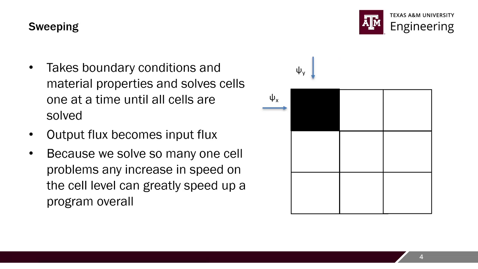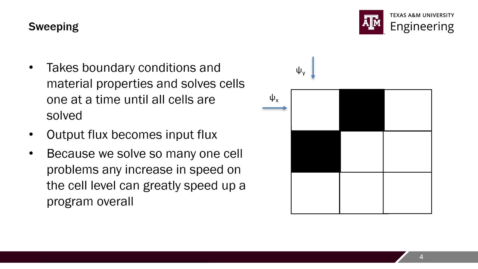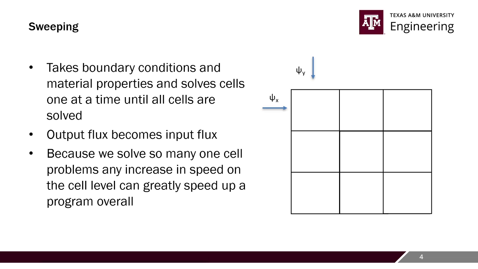And how we solve this on the medium as a whole is the process called sweeping. So we take boundary conditions and material properties along with the inhomogeneous source and solve cells one at a time until all the cells in the medium are solved. The output flux becomes the input flux for the neighboring cells, and we can sweep along the medium, something like this animation. Because we have to solve so many of these one-cell problems, any increase in speed on the cell level can greatly speed up the program overall.